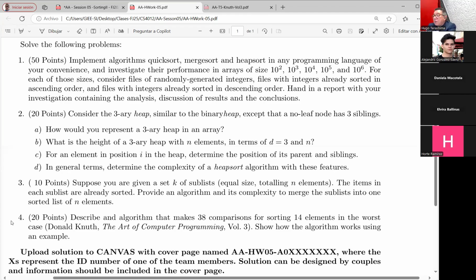And now you're going to describe an algorithm that makes 38 comparisons for sorting 14 elements in the worst case. So you have to go to this document included in the Knuth book, volume 3. And what you have to do is go through the algorithm and try to work it out with 14 elements that you generate, and then you see step by step how the algorithm works.